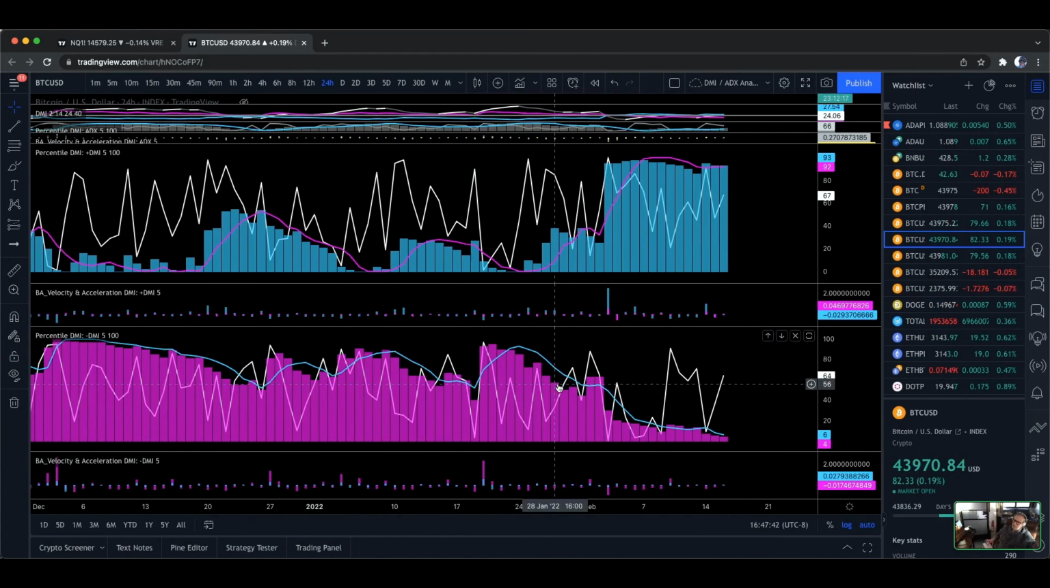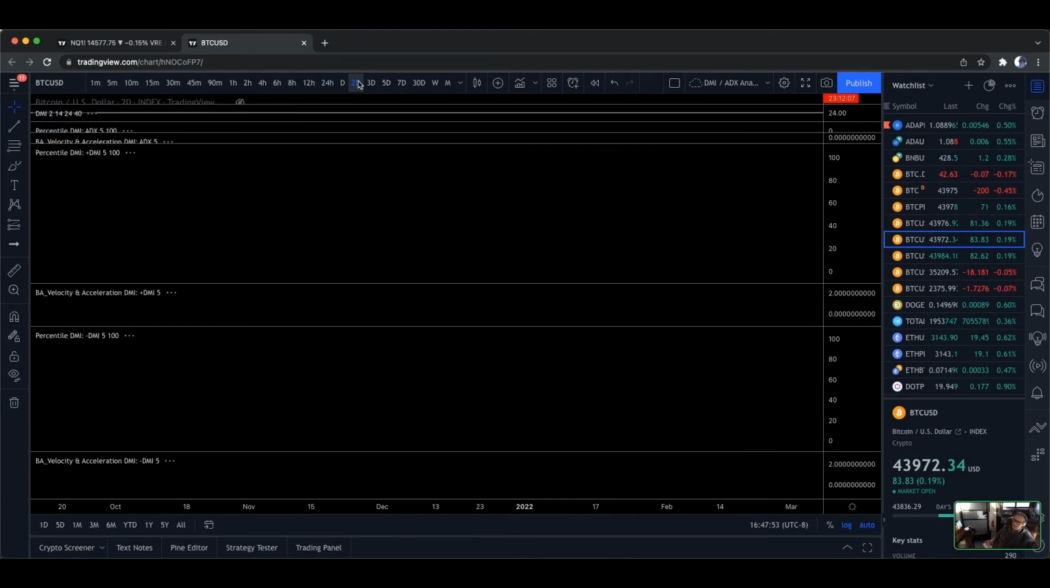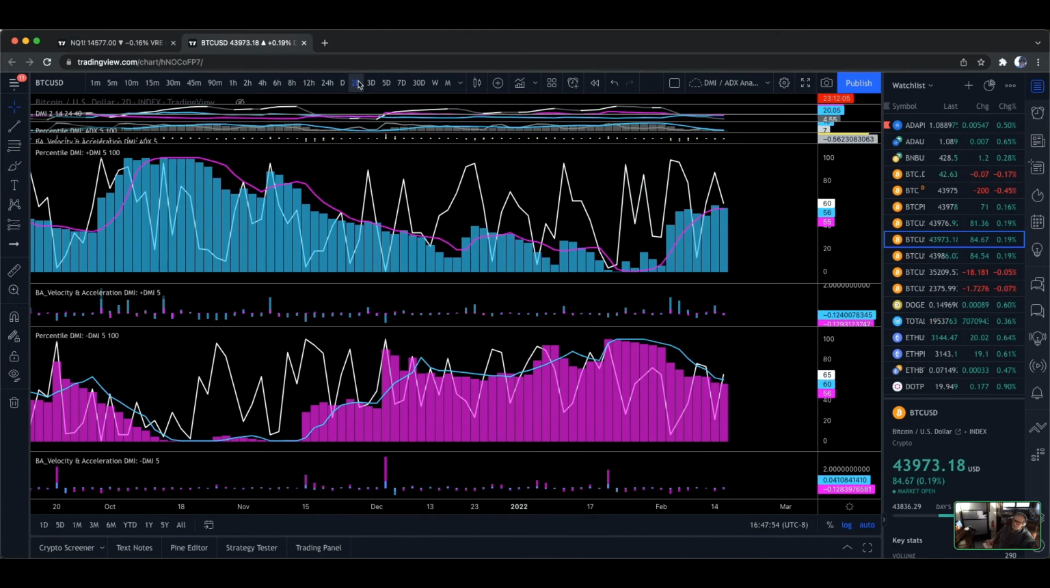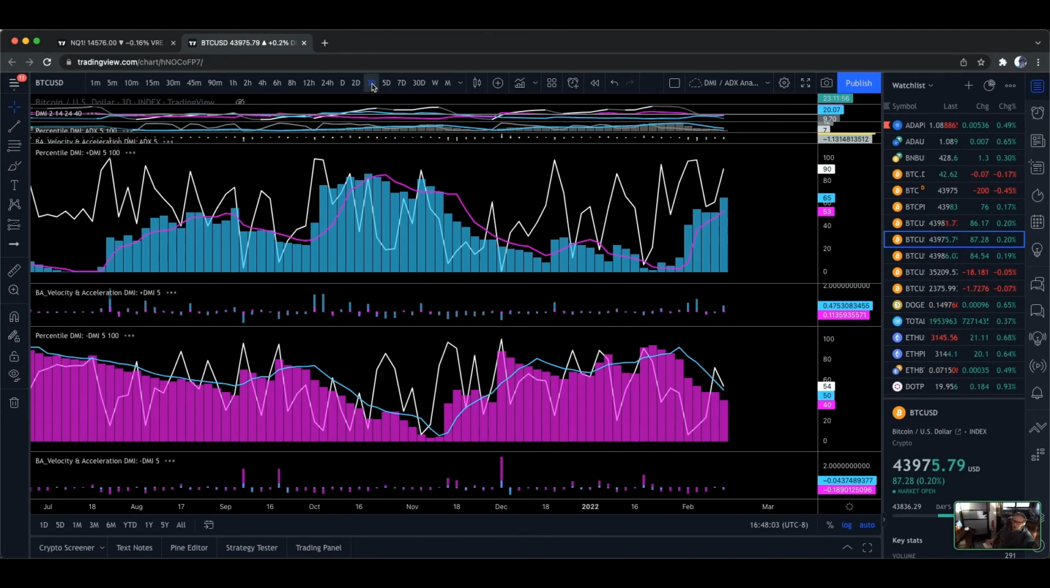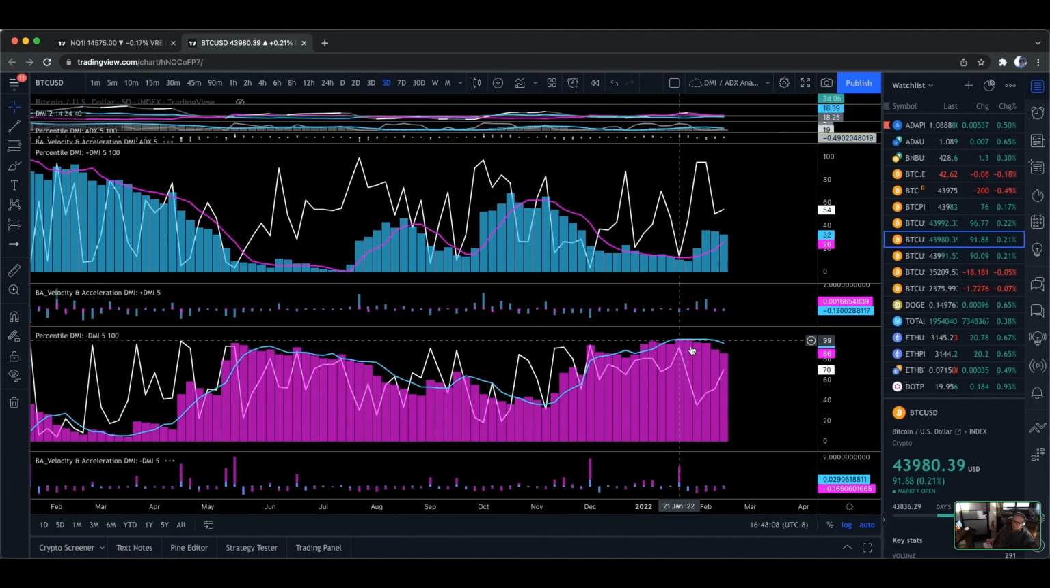Look at the sell pressure been decreasing this whole time, right? Lots of buy pressure. This is a daily, by the way. Today, this is what, remember, I was talking about. I want to see a continued decline in the sell pressure. That's what we're getting. Across the board, it's continuing to decline.